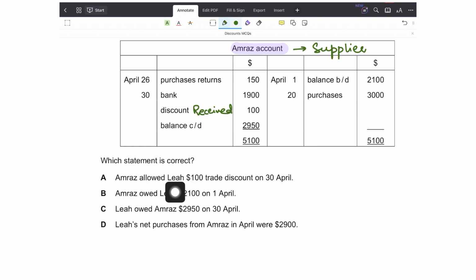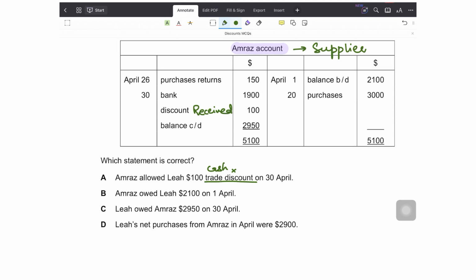Okay, let's read one by one. Option A says Amraz allowed Leah $100 trade discount on 30th April. Okay, part of the statement is correct, part of the statement is not. Amraz, yes, he did allow discount of $100 on 30th April. You're right, the date is also correct, but that discount is not trade discount. Is that trade discount? No, that is cash discount.